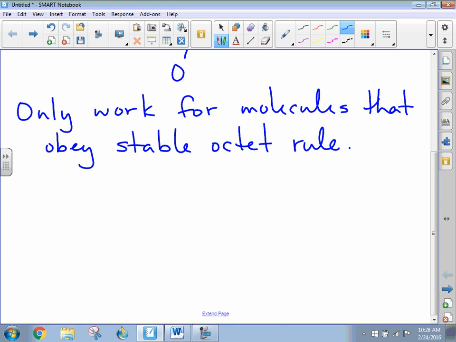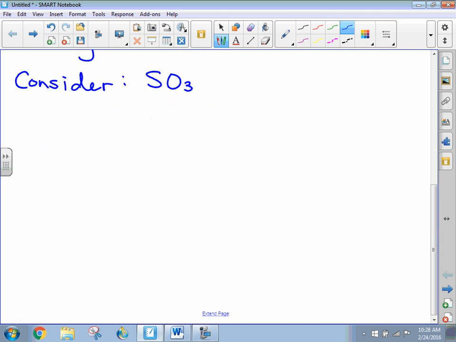Okay, so we're going to consider this. We're going to redo SO3, and we're going to show the math that goes with that. Your first step, every time you're doing this, is to total up all of the valence electrons if the atoms had a stable octet.